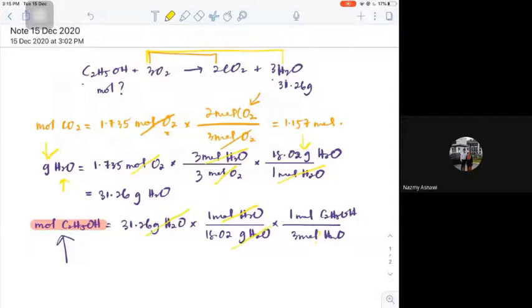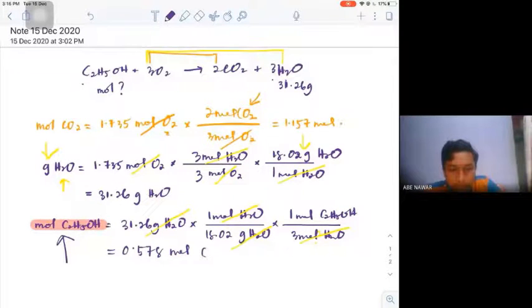Okay, gram H2O, gram H2O. Okay, mole H2O with mole H2O. Then the answer will be equal to berapa, Sophia? 0.578 mole. Habis Nawar, sama tak dengan jawapan awak? What is your answer? Nawar. Sama. 0.578.